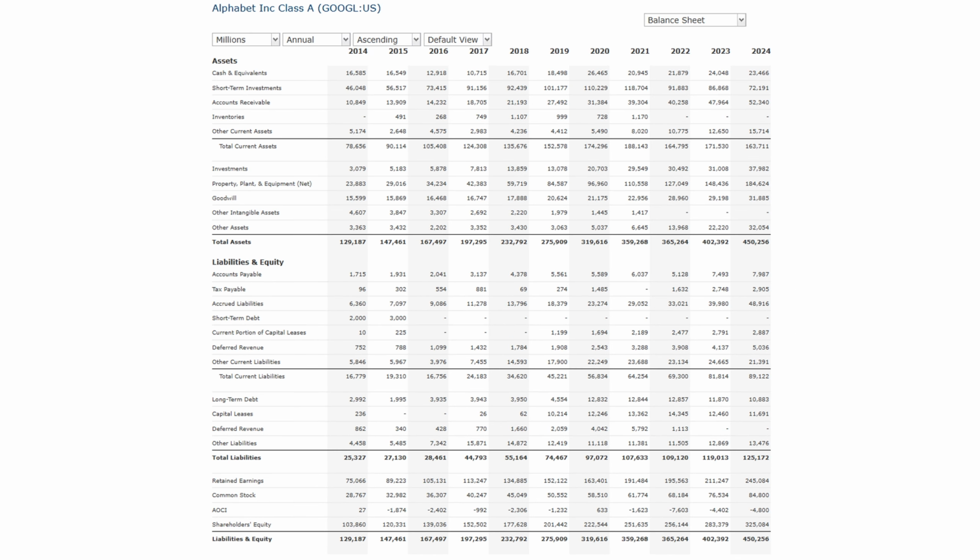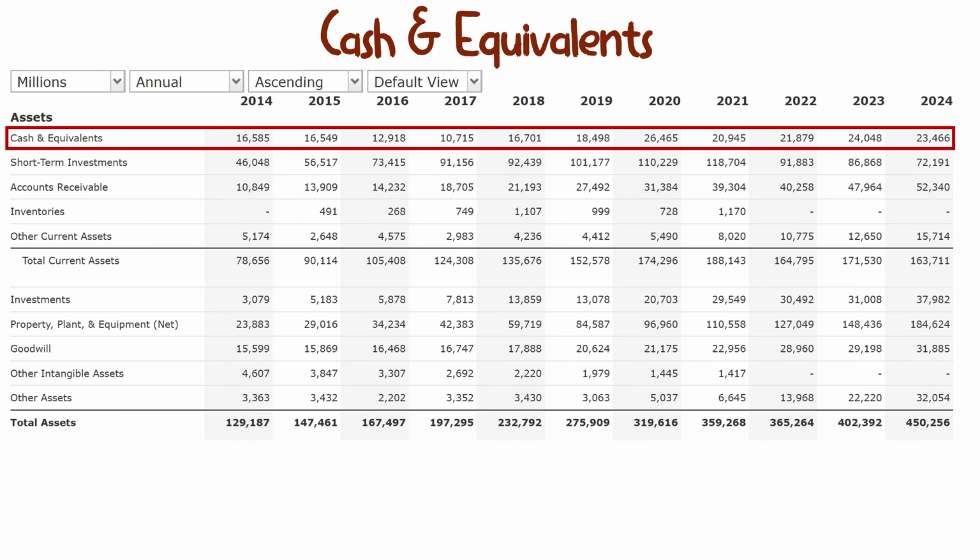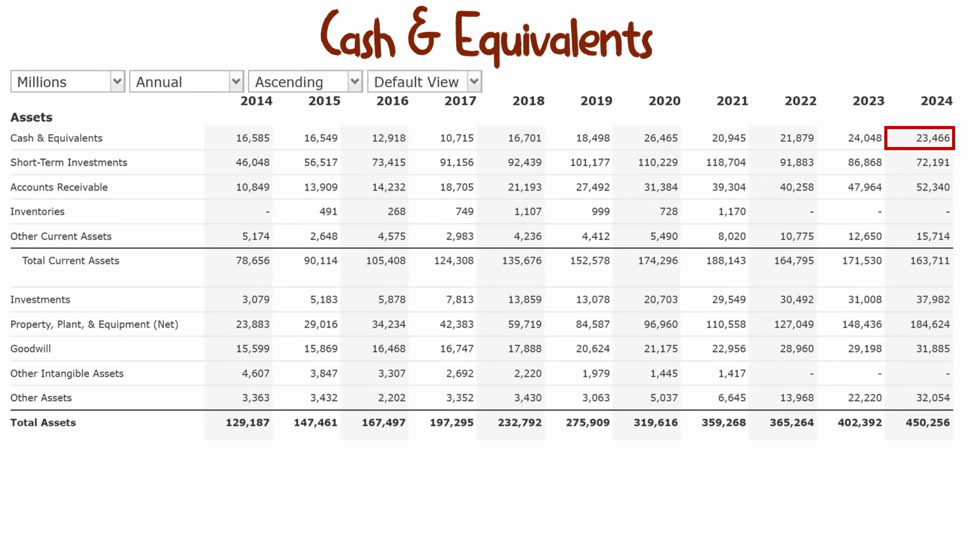Now let's look at a real balance sheet, Google's, to make this knowledge stick. In the assets section, the first line is cash and cash equivalents. Cash is the literal money in bank accounts. Cash equivalents are ultra-safe, short-term investments, like treasury bills, that can be converted to cash in 90 days or less. They are treated like cash because they are so liquid.